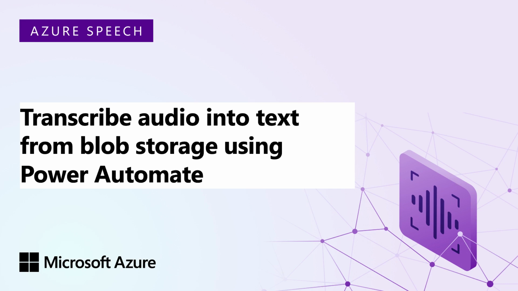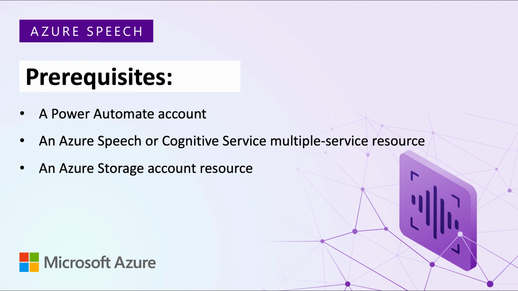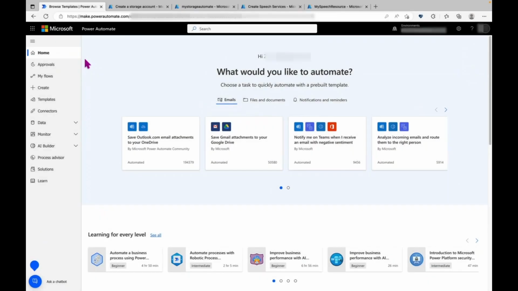In this tutorial, we will show you how to transcribe audio into text from blob storage using Power Automate. This video is narrated by Azure Text-to-Speech Service. Before you start, you need a Power Automate account, an Azure Speech or Cognitive Service multiple service resource, and an Azure Storage account resource. Once you have these ready, sign into Power Automate.